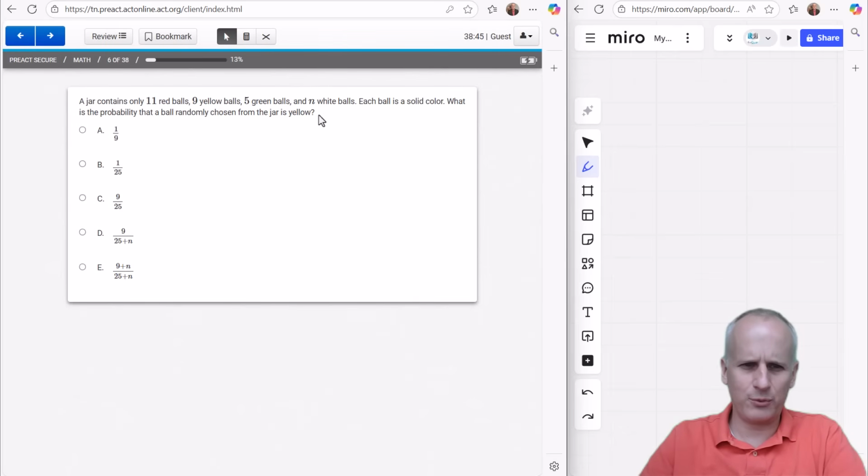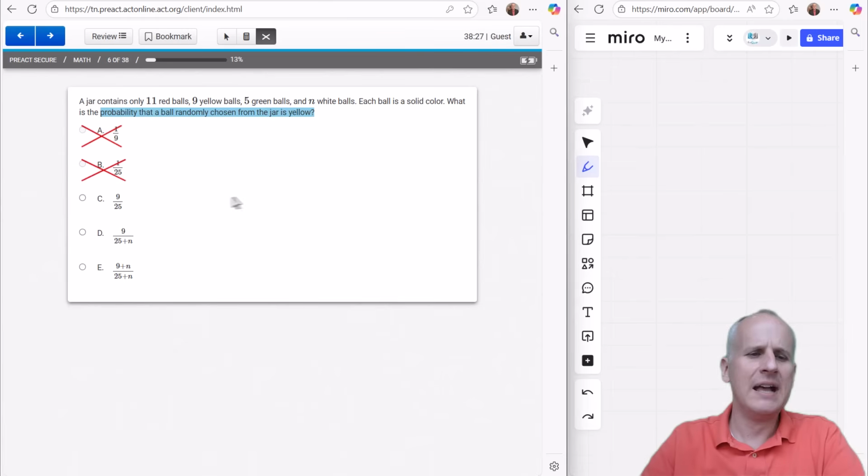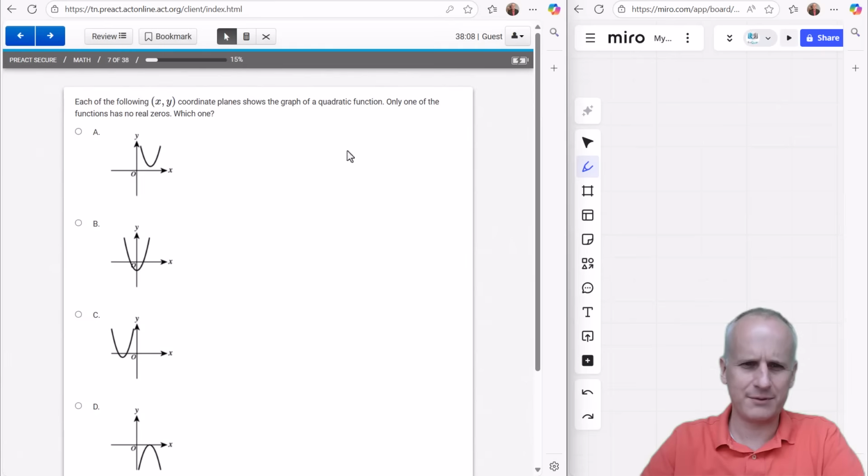Here, we skip to the end once more, and we're being asked for the probability that a ball chosen from the jar is yellow. So we've got 11 red balls, 9 yellow balls, 5 green balls, and N white balls. We want a yellow ball, so our numerator has to be 9, and we can eliminate A and B for that immediate reason. We also can eliminate E because we're not adding the white balls. White balls are not desired here, and we know that we've got to add the N to the 11 plus 9, which is 20, plus 5, so our correct answer, of course, is going to be D. There shouldn't really be any need to engage that scratch work again. We'll move on to the next problem.